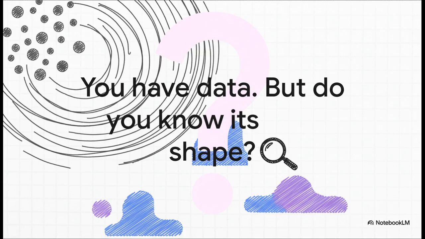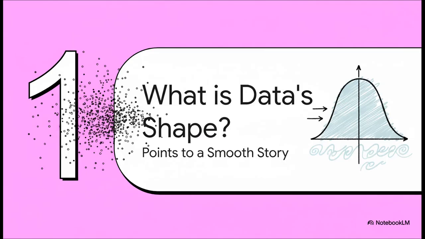We're all swimming in data these days, right? There's more of it than ever before. But here's the thing. Raw data is, well, it's just a messy jumble of numbers. To really unlock its power, we have to see the pattern underneath it all, the structure. You could call it its shape. And that brings us to our first big idea. What do we even mean by the shape of data?